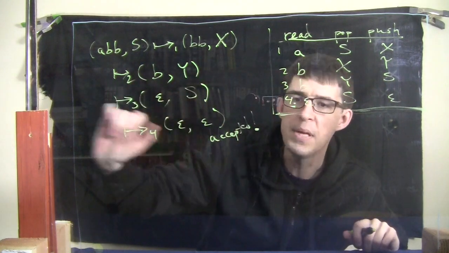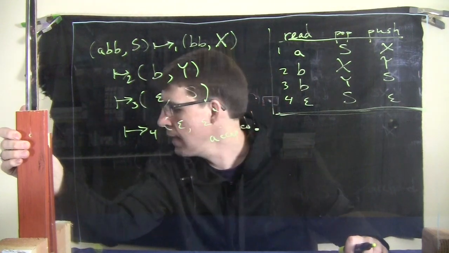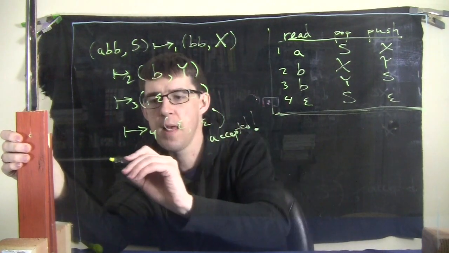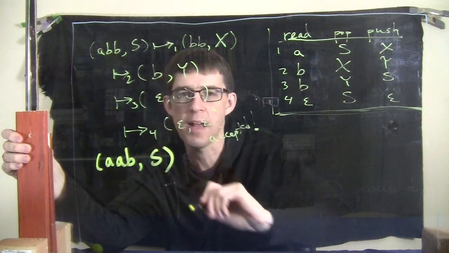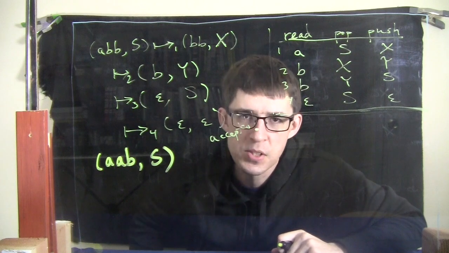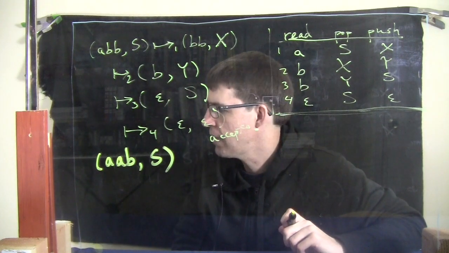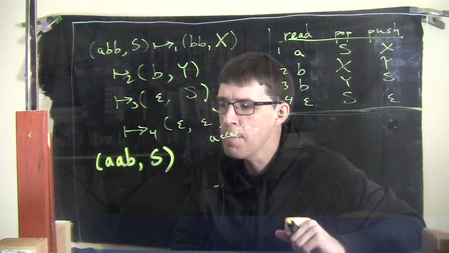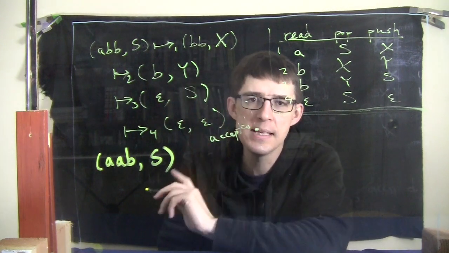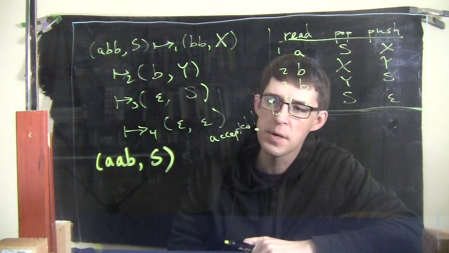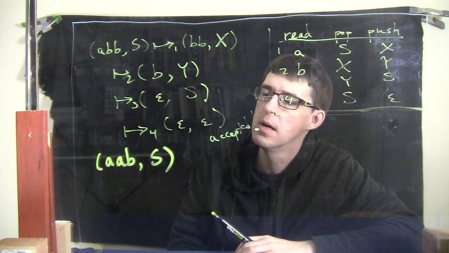Okay, so A, B, B is accepted. Let's try another one. How about A, A, B? Can we try that one? Let's just see if we can do this right here. A, A, B, comma, S. This is like a serious, thick marker. All right, A, A, B, comma, S. Let's see if we can do it. The thing is, can we get down to epsilon, comma, epsilon? If so, it's accepted. If there's no way to get to epsilon, comma, epsilon, then it must be rejected.